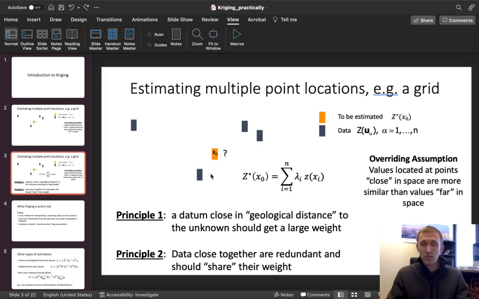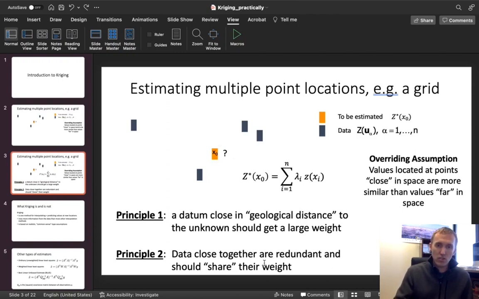There are a couple of principles here that we're using: a datum close in geological distance to the unknown should get a large weight. That's basically the comparable statement to our overriding assumption here. If you have data points that are nearby, and again, close is defined by that correlation length scale, then that data point is going to get a large weight. A point that's farther away from our estimation location is going to get a smaller weight.